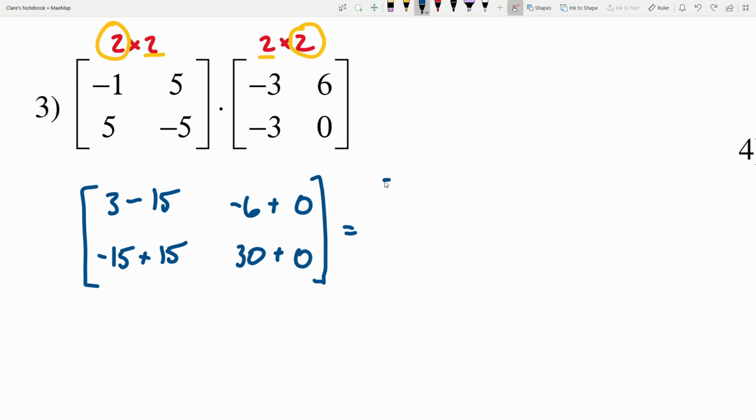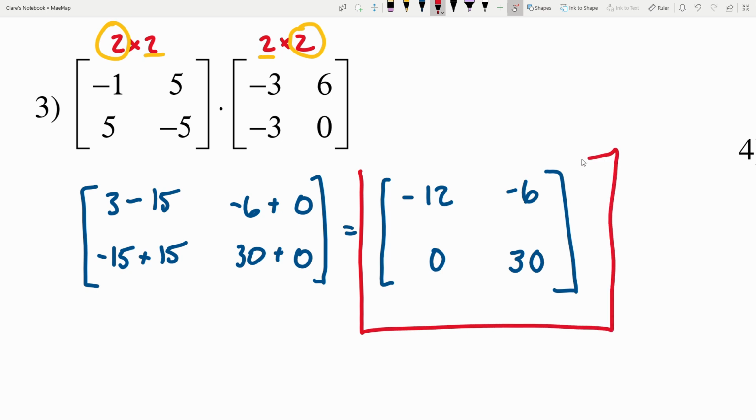Now let's go ahead and finish solving for each of those entries. 3 minus 15 is a negative 12. Negative 6 plus 0 is negative 6. Negative 15 plus 15 is 0. And 30 plus 0 is 30. So there's my matrix: negative 12, negative 6, 0, 30. Let's move on to number 4.